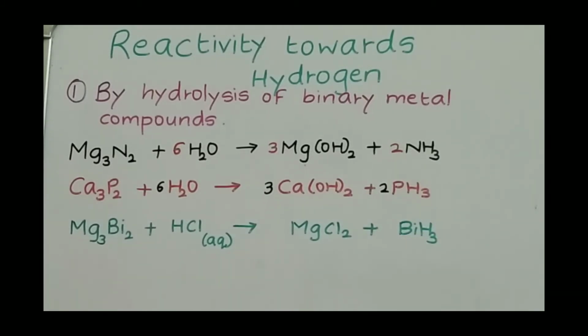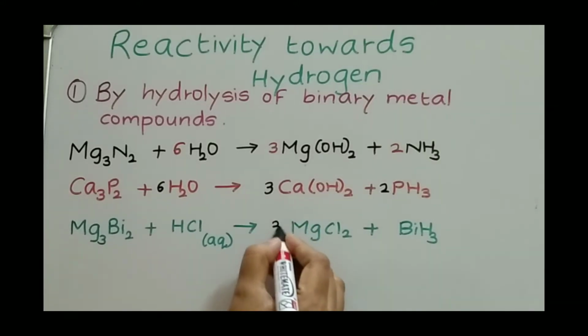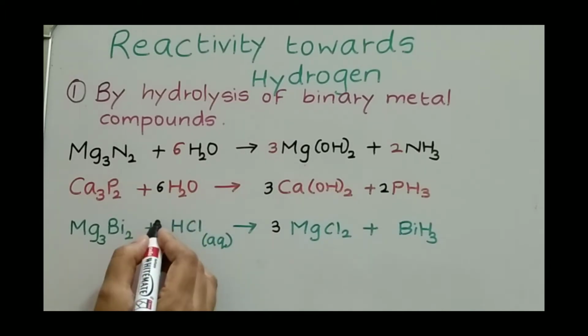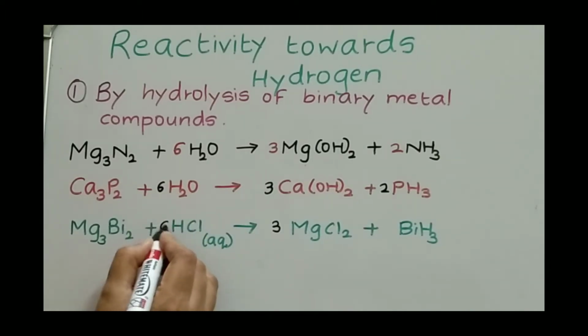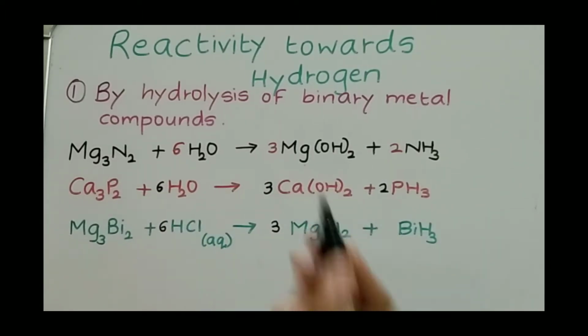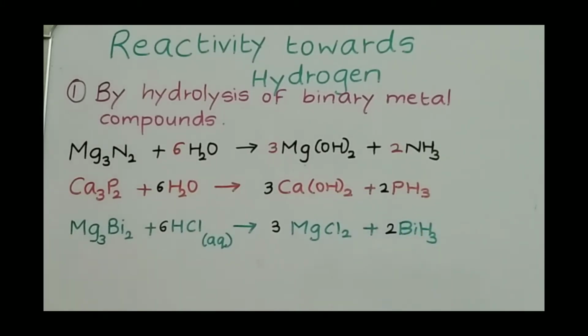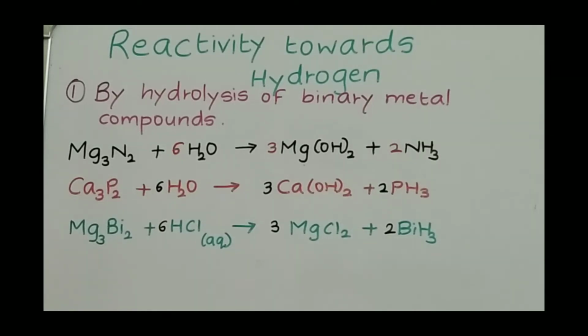Correct? Balance the equation here. So Mg3, HCl, the Cl is 2 over here, so I will write here 6. Then only it will balance. 3 twos are 6, and bismuth it is 2, so I will write here 2. So it is balanced. Just make a note of these equations I have written here.